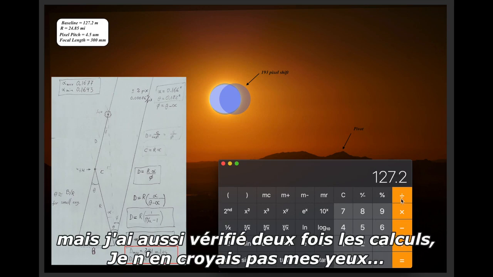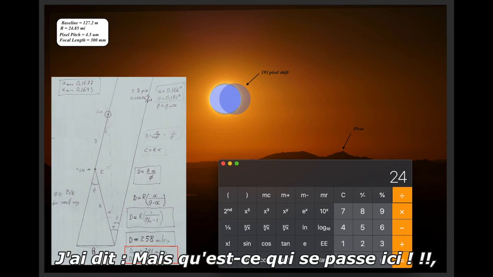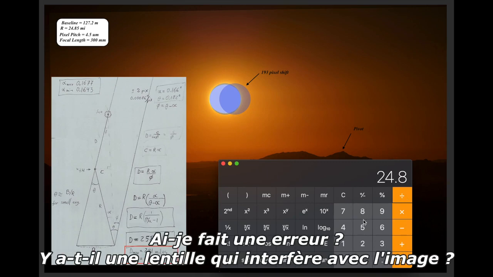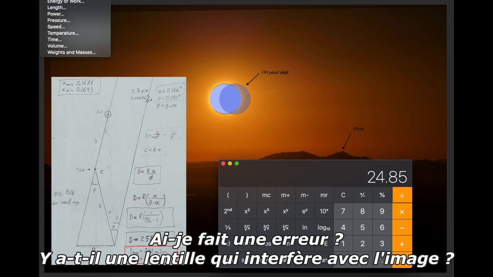But I also double-checked the calculations. I couldn't believe my eyes. I said, what is going on here? Did I make a mistake? Is there lensing that's dragging the image? Not moving.